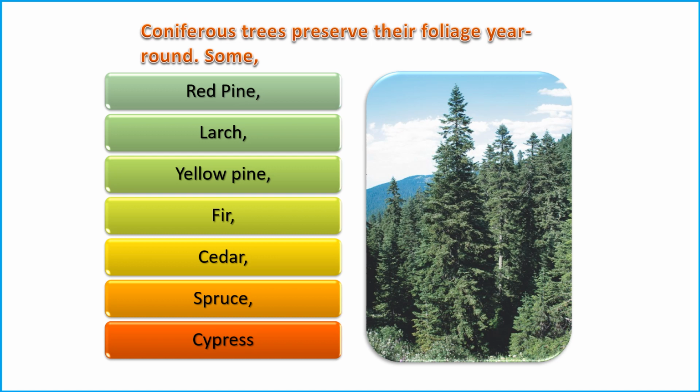6. Cypress. Cypress trees are often associated with wetland areas. They have scale-like leaves and are known for their resilience to water. Bald cypress is an example found in swampy regions. These coniferous trees play vital roles in ecosystems, providing habitat, contributing to biodiversity, and offering valuable resources such as timber and resin. Their adaptability to various climates and conditions makes them widespread and ecologically significant.